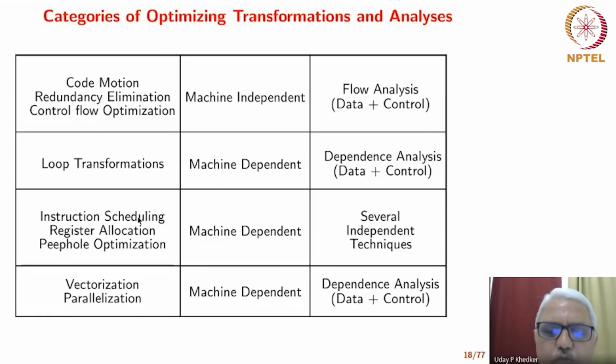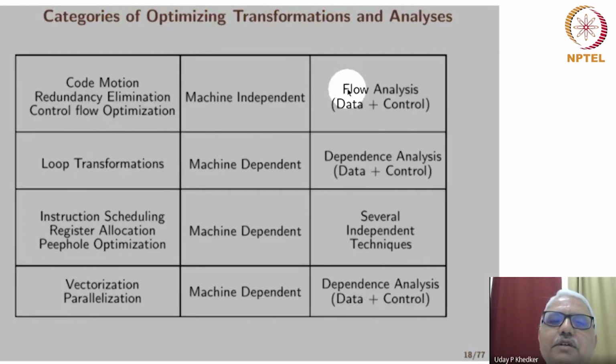Then there are instruction scheduling, register allocation, and peephole optimization, which are machine dependent optimizations with several independent techniques. I believe Professor Govindarajan has covered some of them in sufficient detail. And eventually we have parallelization and vectorization, which are machine dependent, where again we use dependence analysis, or what is called polyhedral compilation, which Professor Sanjay Rajopadhye is going to cover, I believe, tomorrow sometime. So this is the category of optimizing transformations. Our focus is on data flow analysis. That's what we want to see.